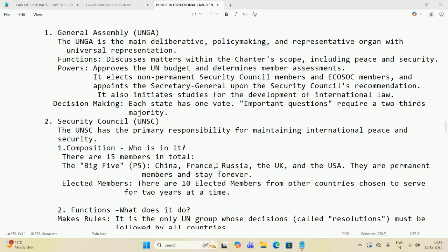Now, second is Security Council. UN Security Council, in short UNSC. The UNSC has the primary responsibility for maintaining international peace and security. Composition. Who is in it? There are 15 members in total, the Big Five: China, France, Russia, the UK and the USA. They are permanent members and stay forever. Elected members: there are 10 elected members from other countries chosen to serve for 2 years at a time.